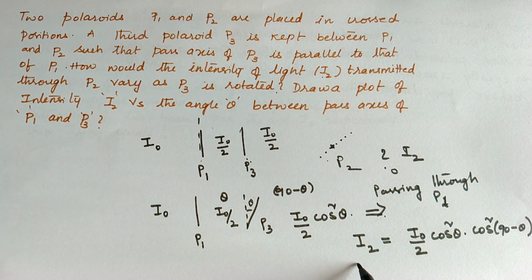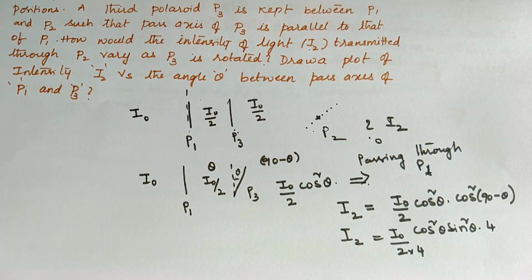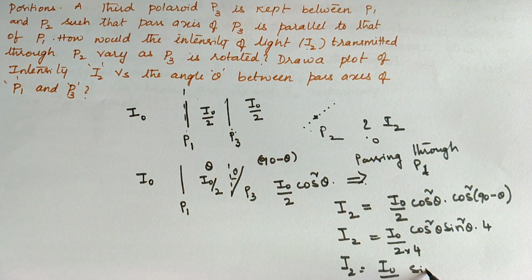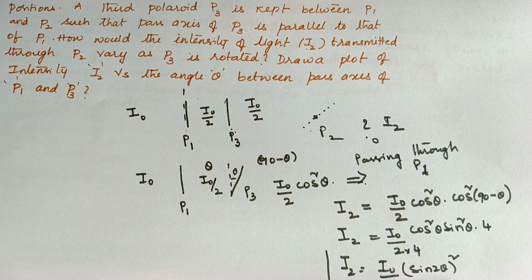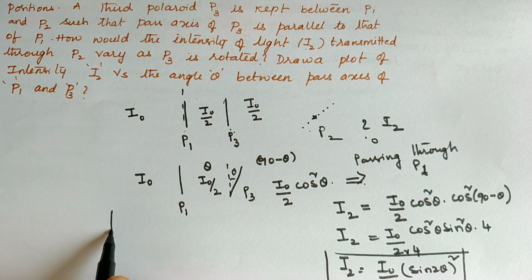And we know cos square 90 minus theta is sin square theta, so I2 is equal to I naught by 2 cos square theta sin square theta. I'm just simplifying it, multiply and divide with 4, so that you can express it in terms of sin 2 theta. I2 is equal to I naught by 8, 2 sin theta cos theta will be sin 2 theta whole square. This is how the intensity of transmitted light is varying with theta. Since they asked you to plot a graph of I2 versus theta, look at the value.